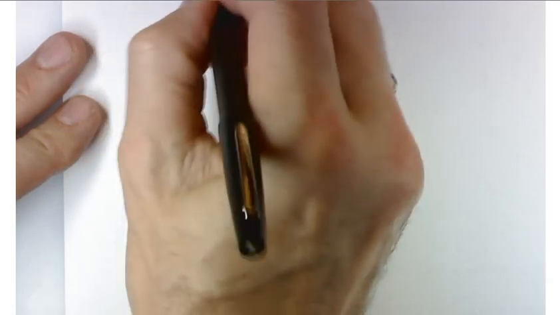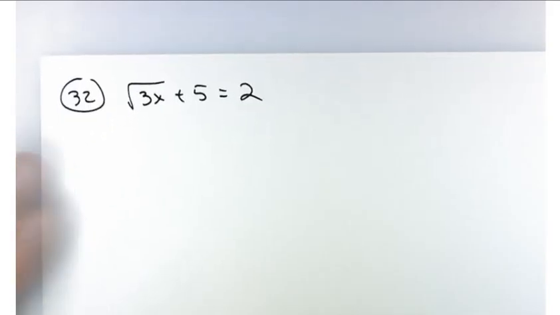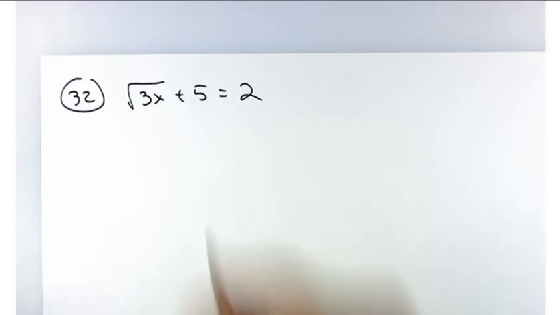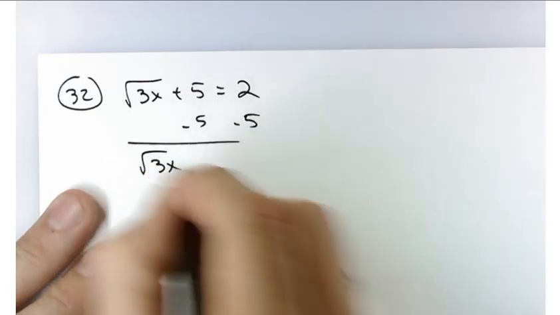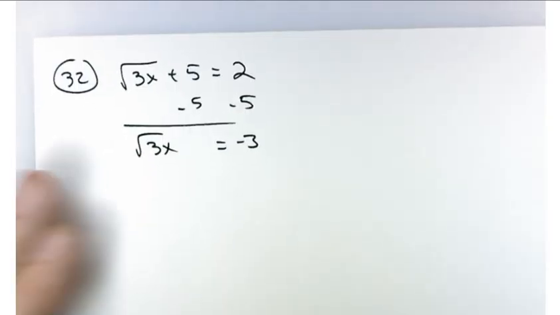Square root of 3x plus 5 equals 2. First step, what should we do? All right, subtract 5 from both sides. Square root of 3x equals -3. Cool?